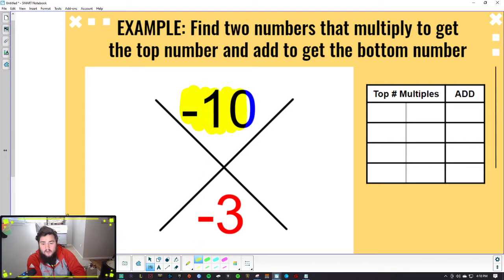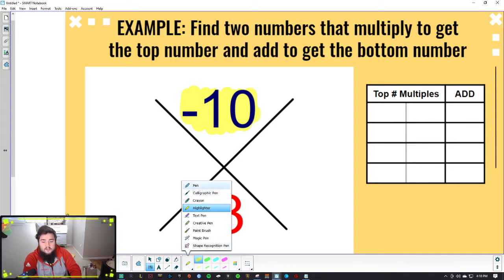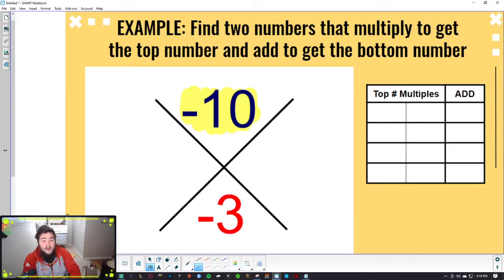Here's -10. We are going to find and write down all the multiples of -10, which means what two numbers can I multiply together to get us -10? So let's start with our smallest number, 1. I can multiply 1 times -10, and that'll give us -10. I can also flip the negatives around. I could have -1 times 10. -1 times 10 is -10.